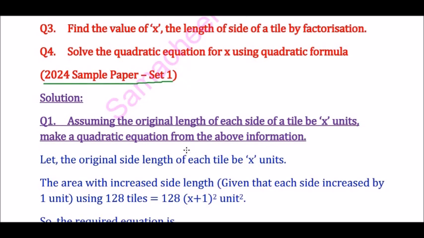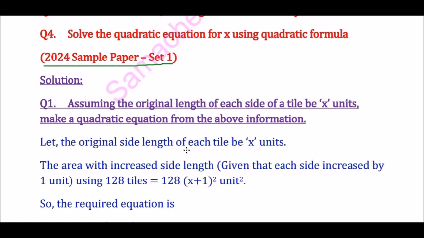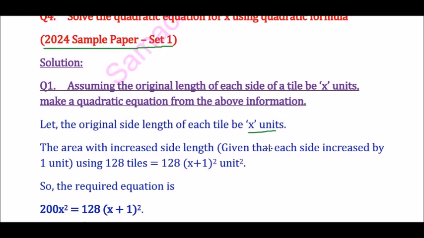Let the original length of each side of the tile be x unit. We assume that it is x unit. Then the condition says that if the side length of each tile is increased by 1 unit, that is x plus 1, then it will take only 128 tiles to cover the floor. So the area with increased side length, using 128 tiles, is equal to 128 into (x plus 1) the whole square.